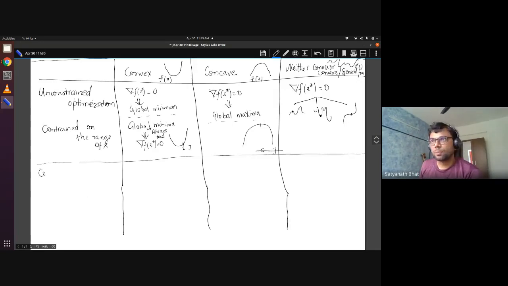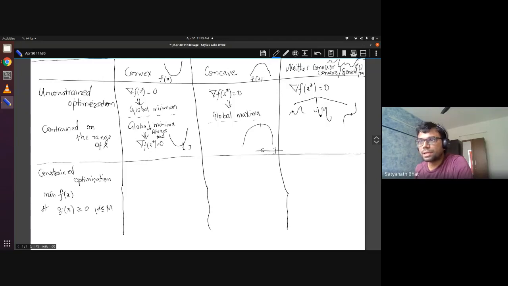So when you have constraint optimization, what is the typical constraint optimization? Minimize f of x subject to g_i of x greater than or equal to 0 and some h_i of x equal to 0. Yesterday I didn't speak of this, but perhaps for this class it is not necessary, so let us focus on simple things. And i belongs to some i less than or equal to m. So there are m constraints here.